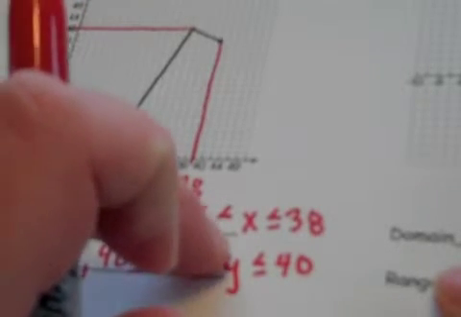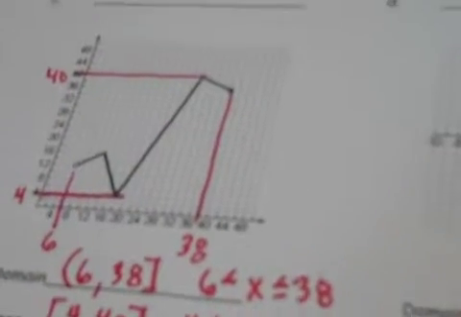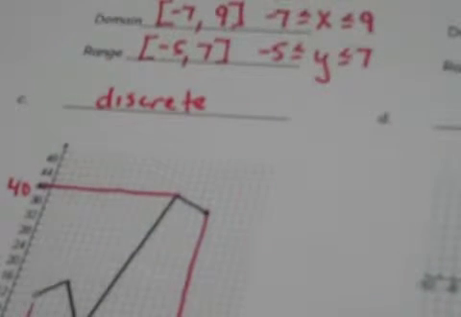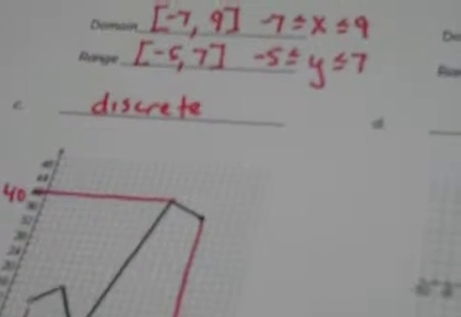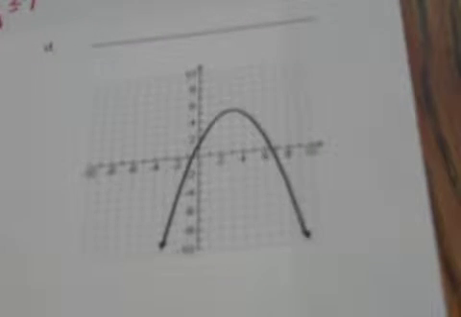Traditionally, teachers tell you that if there's a break in the graph, if there's a hole in the graph, a place where it doesn't meet, that it is discrete. I would say this graph is discrete because of the hole in it. Your job? You need to finish graph B and graph D. You can back up this video and watch me do the first two again if you need help.